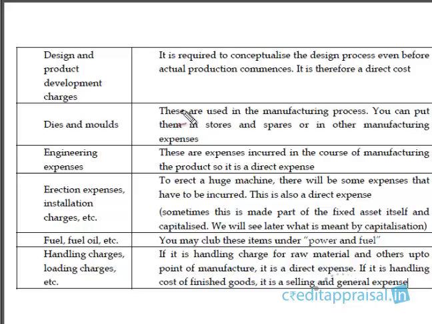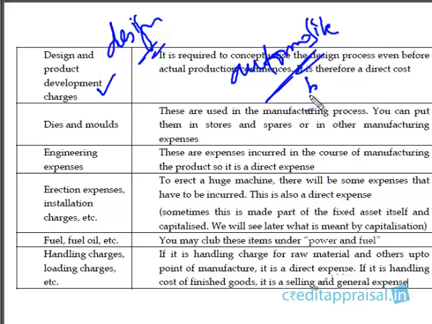When you come across a term called design and product development charges, please note that even before the production starts, companies usually go for product design. This is usually in the case of engineering companies. Take for example an automobile company. To design this bike or car, some design process goes into it. So this is an expense incurred even before the production started. So this is a direct expense.